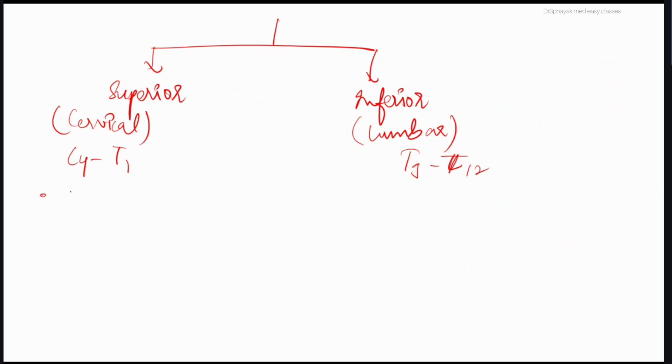In the superior or cervical enlargement, the nerves to upper limb arise from cervical enlargement. There are multiple spinal nerves that start from the spinal cord and it reaches to different body parts. So the nerves of the upper limbs arise from the cervical enlargement, and the nerves to lower limb arise from the lumbar enlargement.